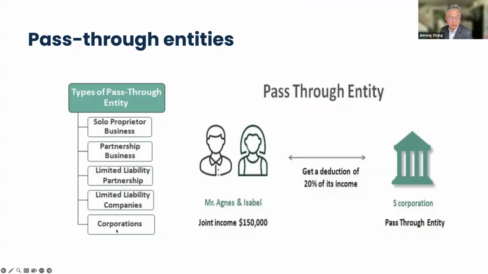And then the pass-through entity, that's important. The pass-through means the entity itself does not pay tax. It's not a tax entity. It's only a pass-through. It's an informational tax return with the LLC. It's 1065. And then later on, I'll give you an example about a charitable LLC, how to use that structure.